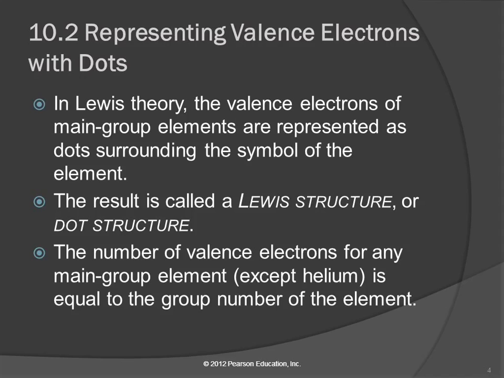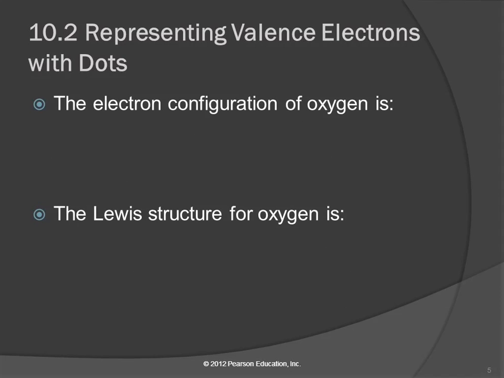Helium, of course, is an exception because it's in group 8A, but it doesn't have 8 valence electrons. It doesn't even have 8 electrons. So the group number tells us the number of valence electrons.